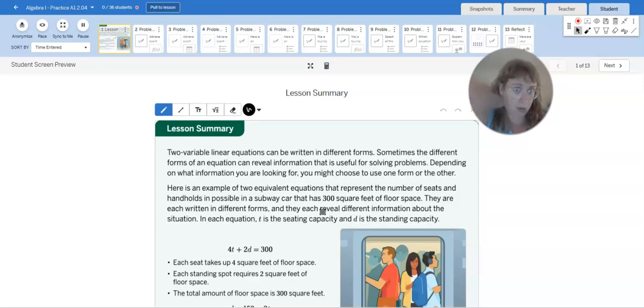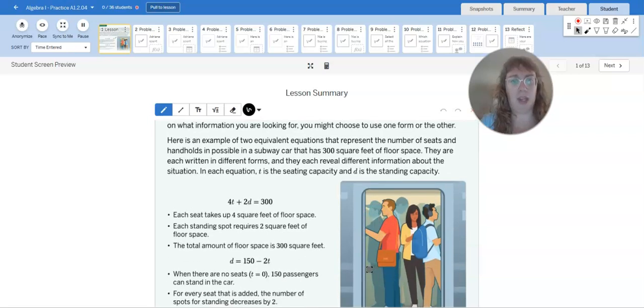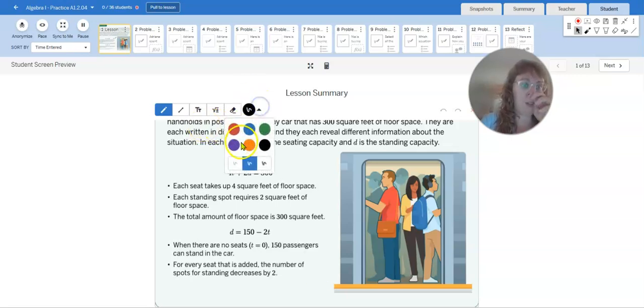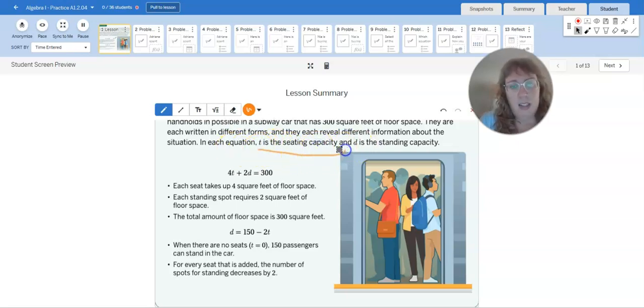Here's an example of two equivalent equations that represent the number of seats and handholds possible in a subway car that has 300 square feet. They are each written in a different form, and they each reveal different information about the situation. But in both of the forms, T is the seating capacity and D is the standing capacity.